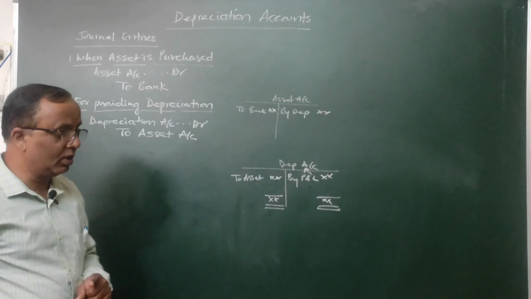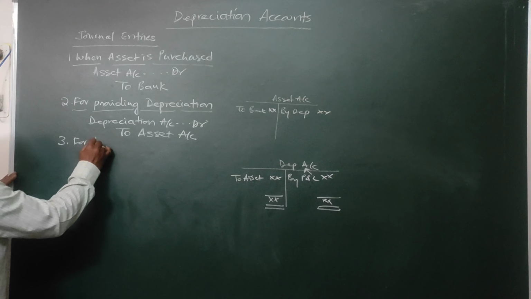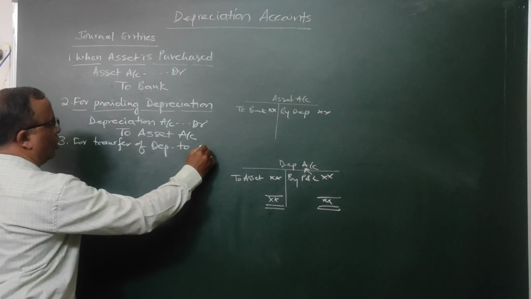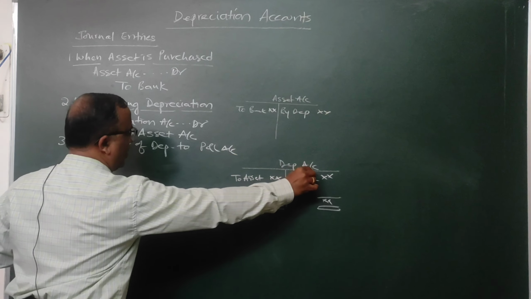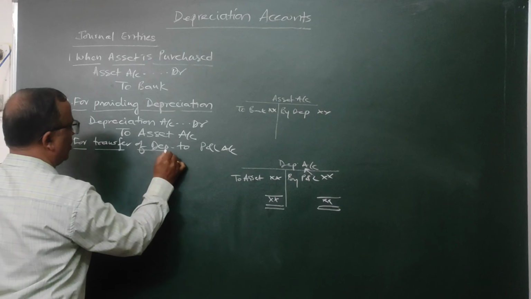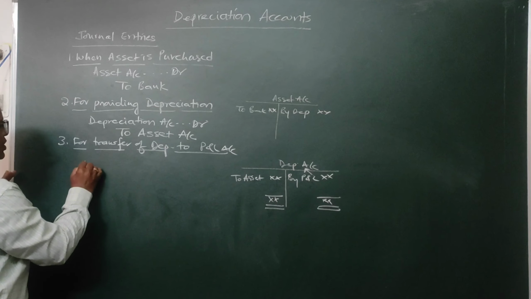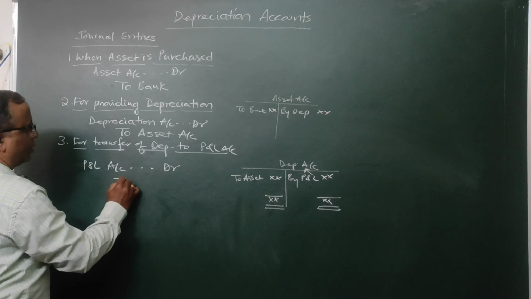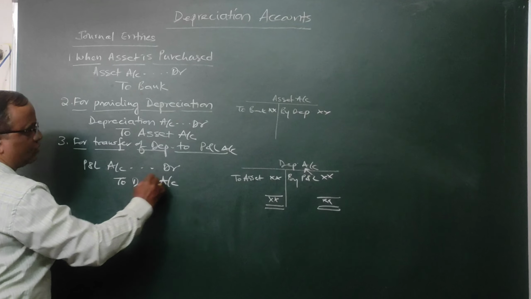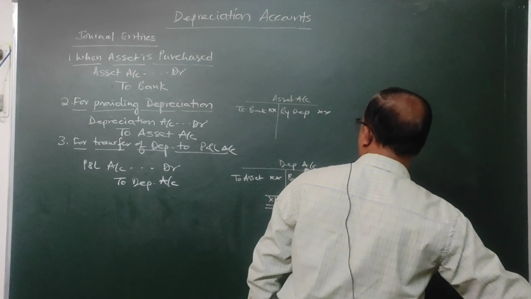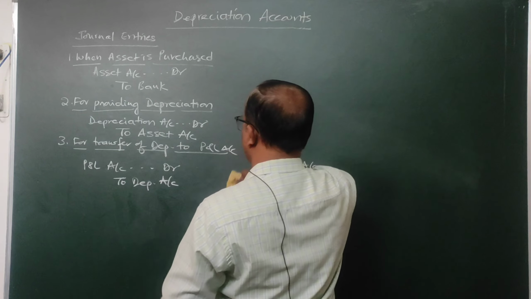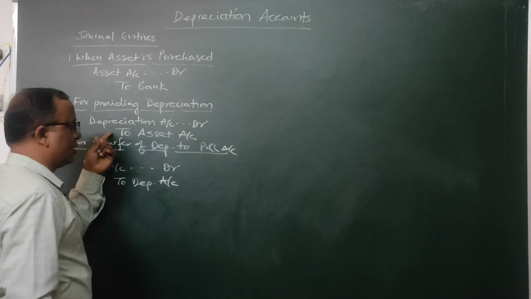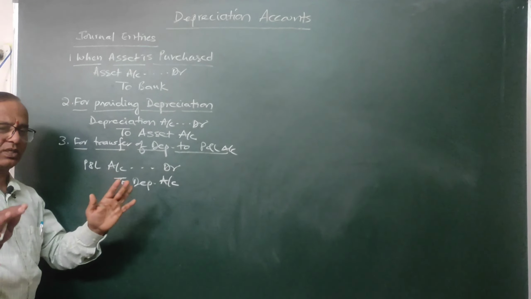So our next entry will be for transfer of depreciation to profit and loss account. What will be our entry? Our entry will be profit and loss account debit to depreciation account. Now, ordinarily, every year these entries will be passed: when an asset is purchased, this entry we write it. Every year at the end of the year we will be providing depreciation, and then depreciation will be transferred to profit and loss account if the asset is there with us.